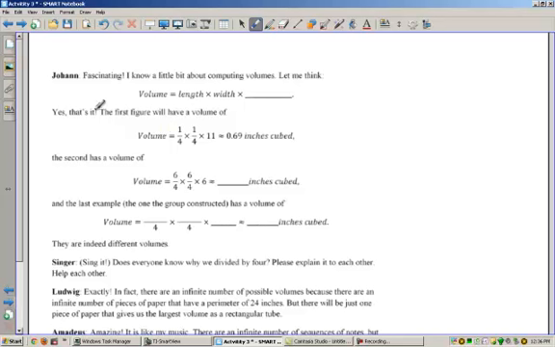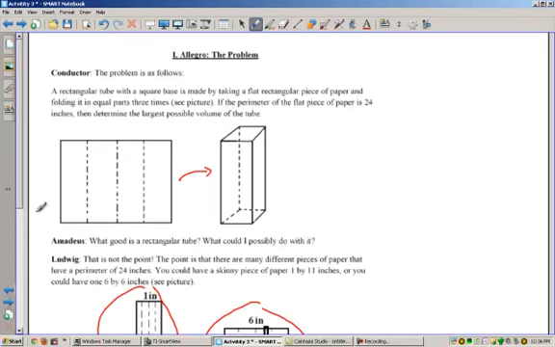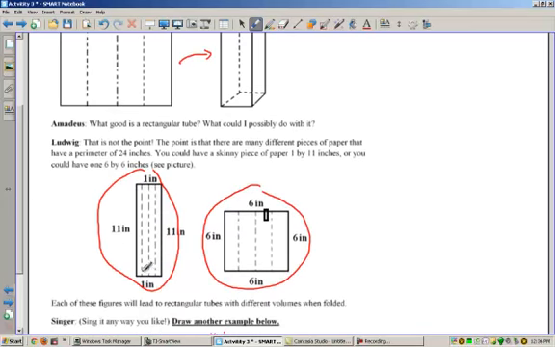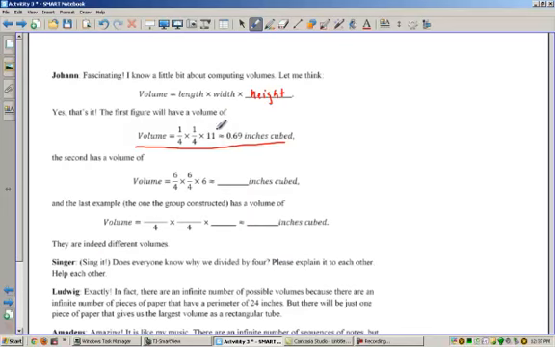So Johann says, fascinating, I know a little bit about computing volumes. So let me think. The volume is equal to the length, the width, and then of course times the height. And so in the first one, we compute the first volume, right? So if you go back to the first page, what they did is they took here the length, which actually turns out to be a fourth, because 1 divided by 4, times the width, which is also going to be a fourth, and the height will be 11. And so over here, it's 1/4 times 1/4 times 11.